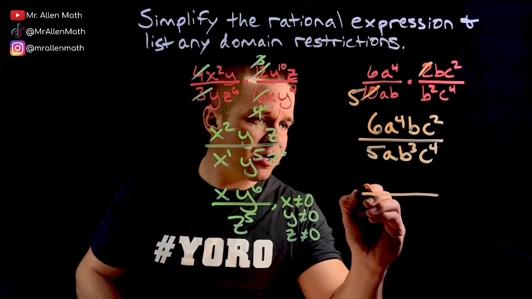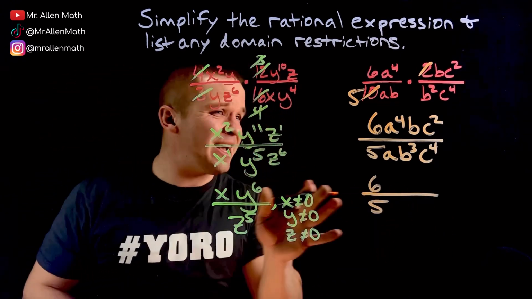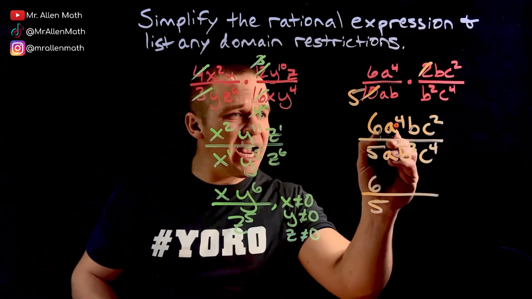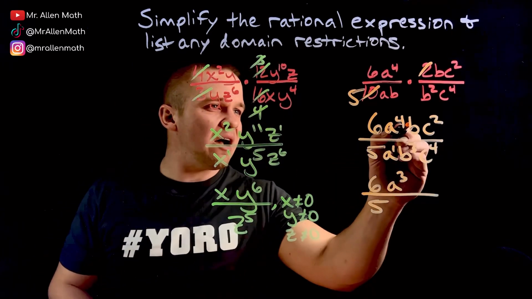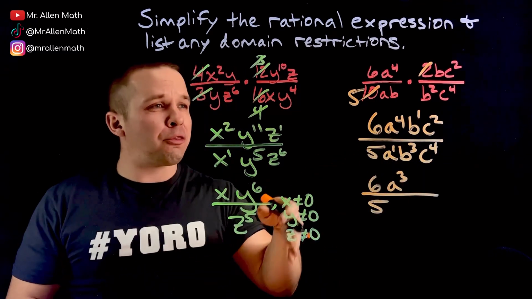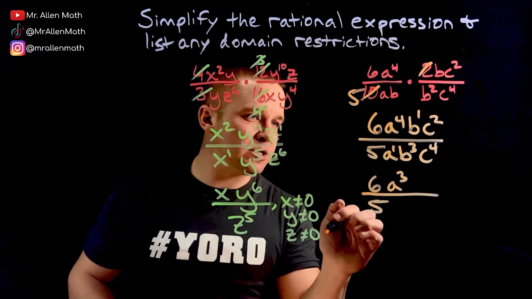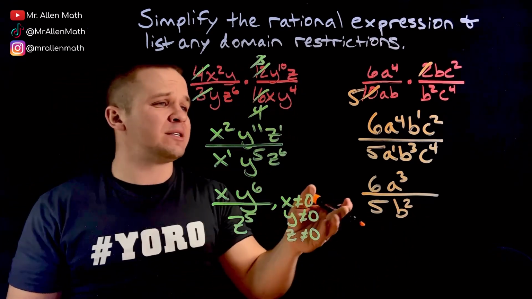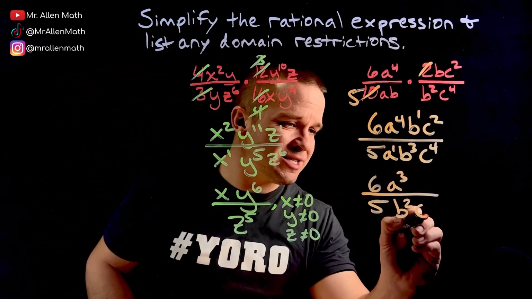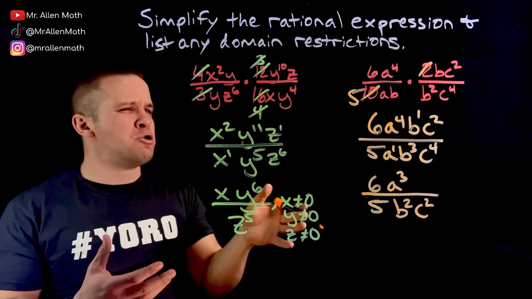All right, fraction. I know I got 6. I know I got 5. That ain't going nowhere. I've got a to the 4th over a to the 1st. It's going to be a cubed in that numerator. I've got b to the 1st, b to the 3rd. 3 minus 1 is 2. It's going to be b squared in that denominator because that's where the larger exponent was. And 4 minus 2 is 2, c squared in my denominator.